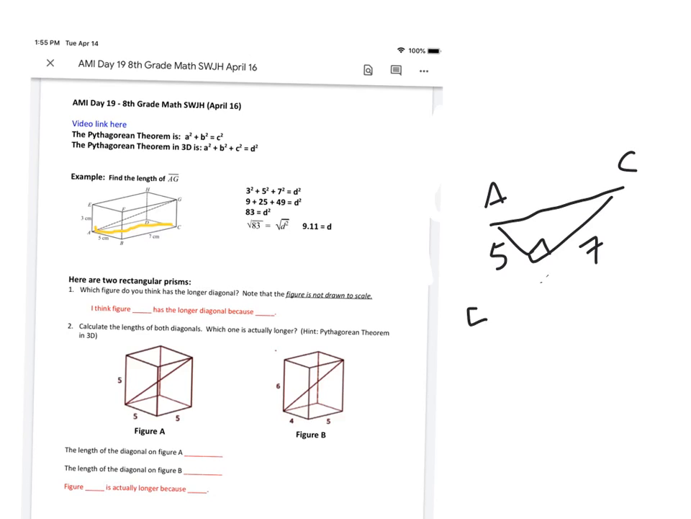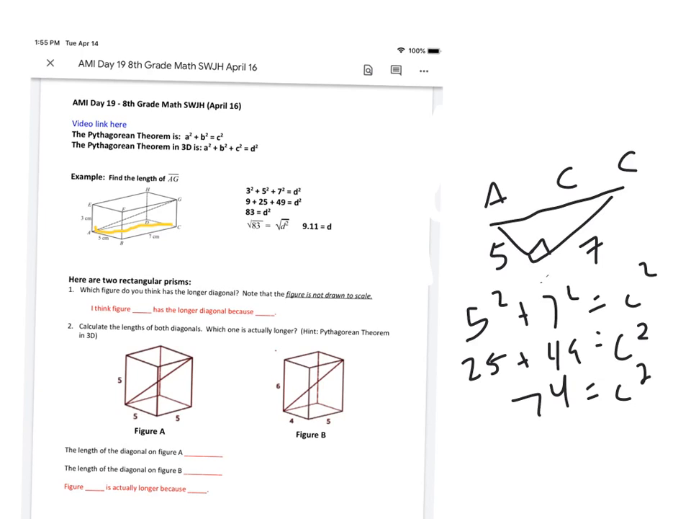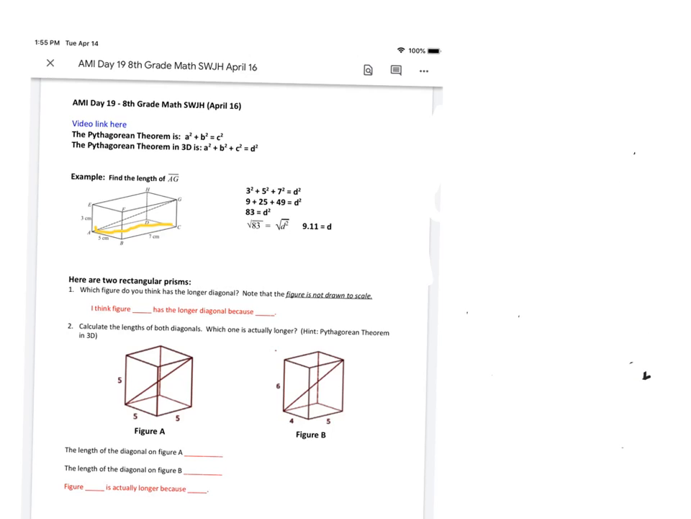So Pythagorean theorem says that 5 squared plus 7 squared equals C squared. So 5 squared is 25, 7 squared is 49. So C squared is equal to 74. We would take the square root of both sides, and C would equal 8.6. Now that we know that C is 8.6, or AC is 8.6, now we can look to find AG.